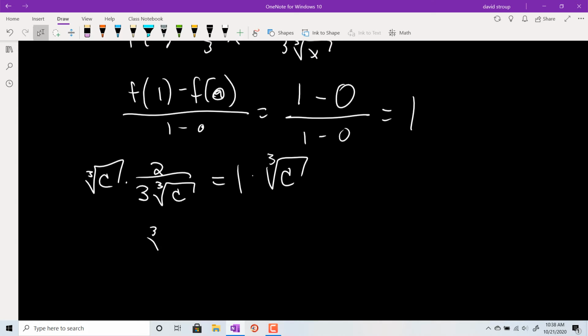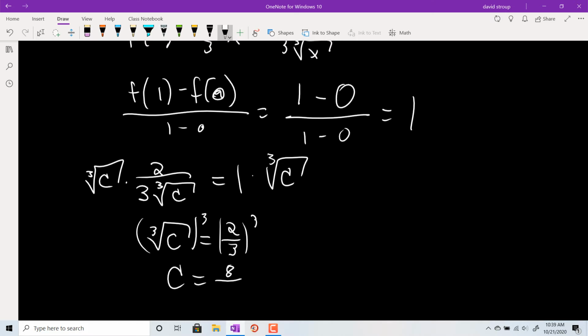Okay, so I end up with the cube root of c equals 2/3, and then cube both sides, and you get c. You're raising both sides to the 3rd power. So c equals 8/27. 2 times 2 is 4, times 2 is 8. 3 times 3 is 9, times 3 is 27. So 8/27 is in the interval from 0 to 1, so that would be our c value that we're after.